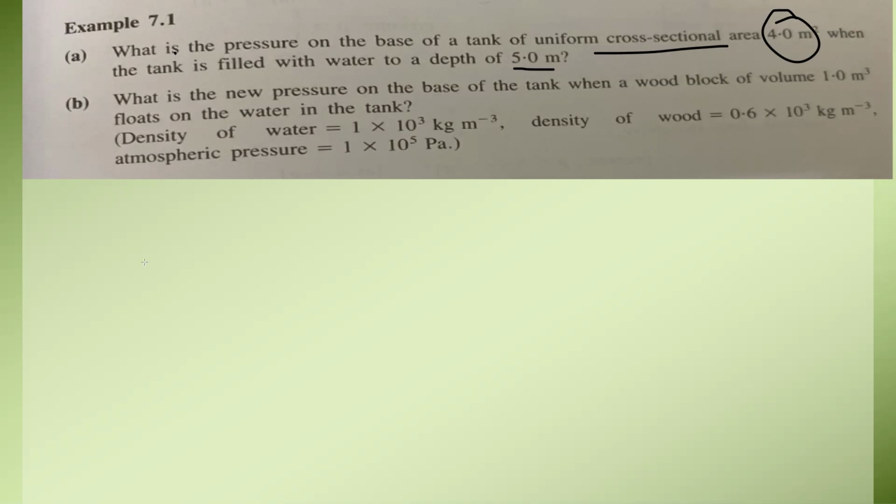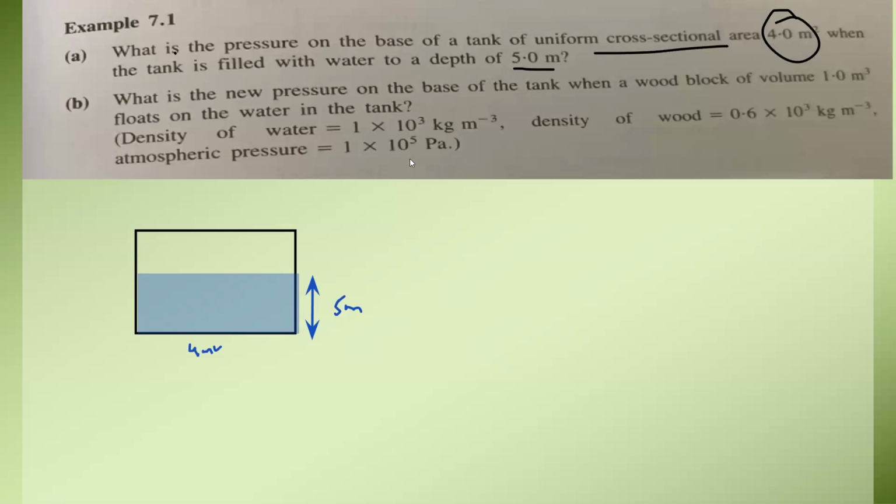So there's a tank which has a uniform cross-sectional area, and it is filled to a depth of 5 meters. And the base area is 4 meters square. So how can we work out the pressure? Because we know the pressure exerted by the fluid depends on the density, depends on the gravity, and also depends on the depth.